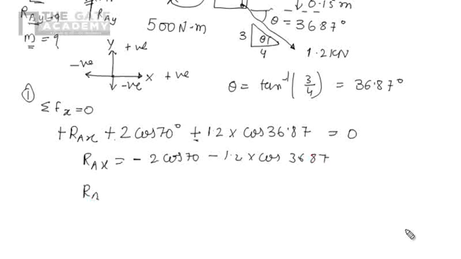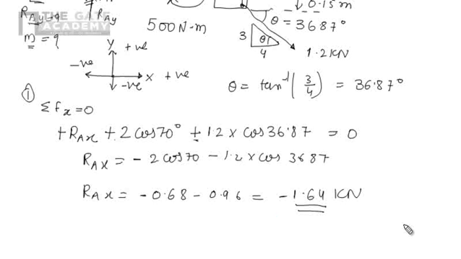So Rax, if we calculate 2 into cos 70, it will come around minus 0.68, and if we calculate 1.2 into cos 36.87, it will come around 0.96, and if we add them, our value will come around 1.64. So it is coming negative, and the unit will be kilonewton. The negative sign says it is acting in the negative x direction.